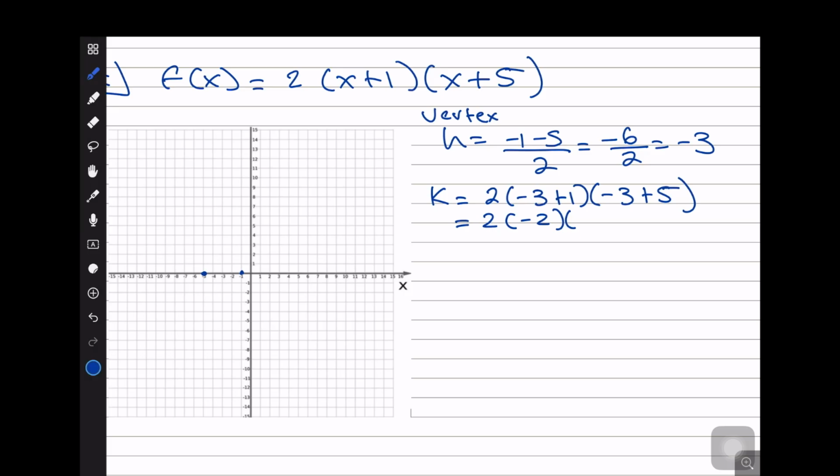So now to find the k value, you're just going to plug that -3 back into the equation for x. And we're going to do the algebra and we end up with -8. So your vertex is at -3, -8. Now plot that point on the graph and there you go. You have your graph. And that's how you graph in x-intercept form.